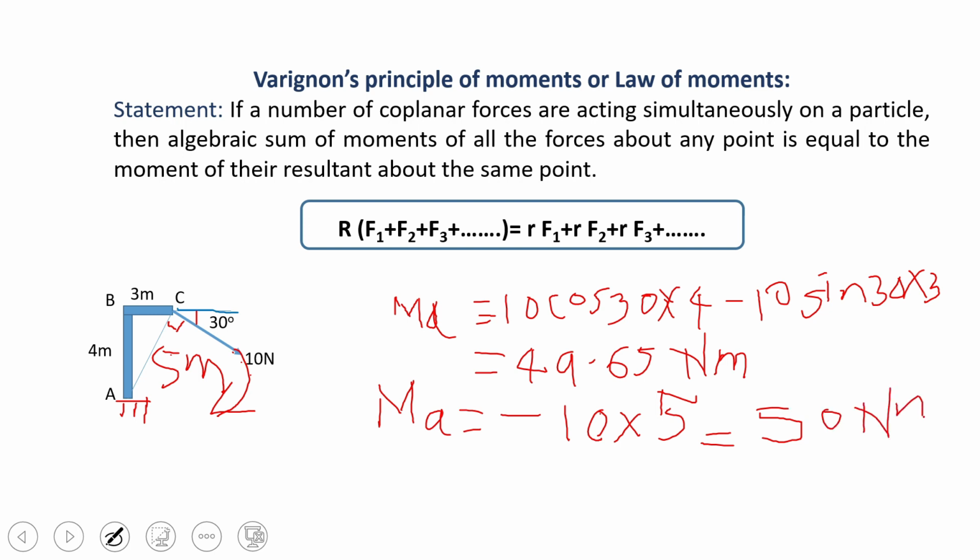So we can see that the moment of the force is equal to the summation of the moments of its components, right? So as per the statement, it is verified here by this simple problem. Both are minus because each is giving a clockwise sense to the moment. So this is about Varignon's principle of moment.